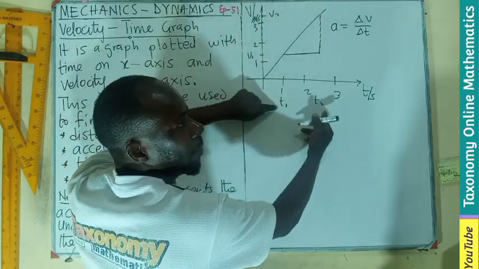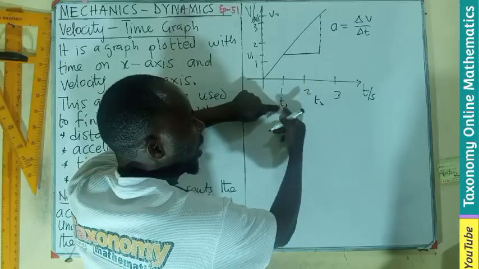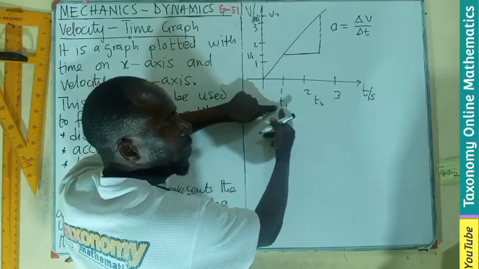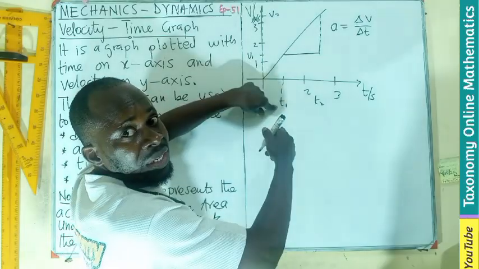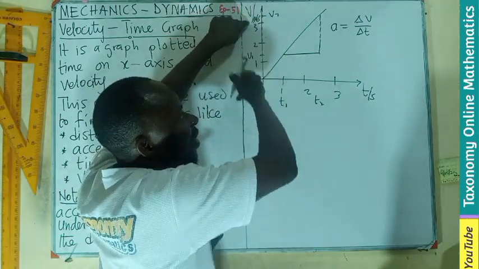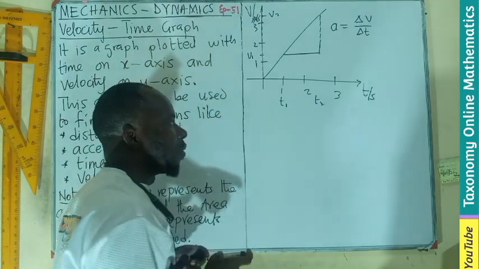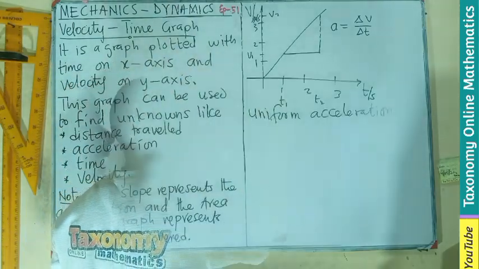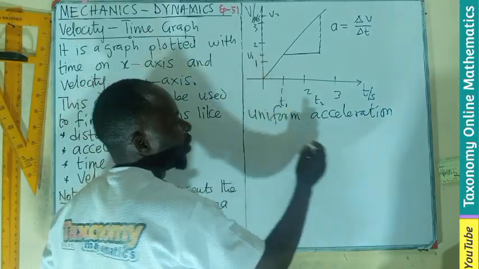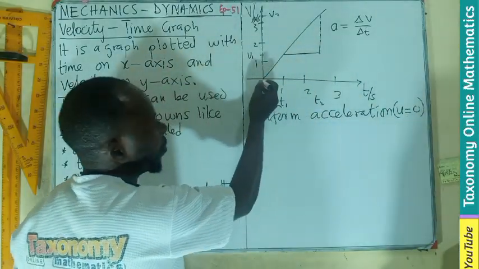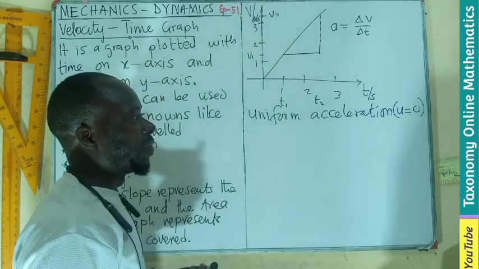The change between them will be the distance from here to here, all the way to this place. That distance, that change, is also from here to here. The distance between them is what we are calling acceleration. So this is called uniform acceleration. And at this point, your initial velocity is 0. We are starting from here. That is a uniform acceleration.